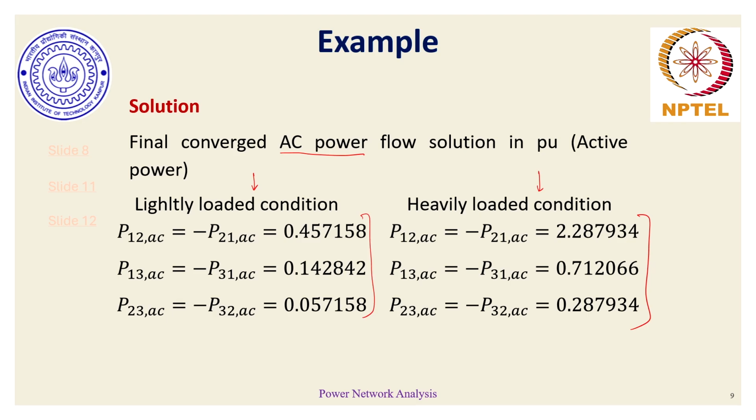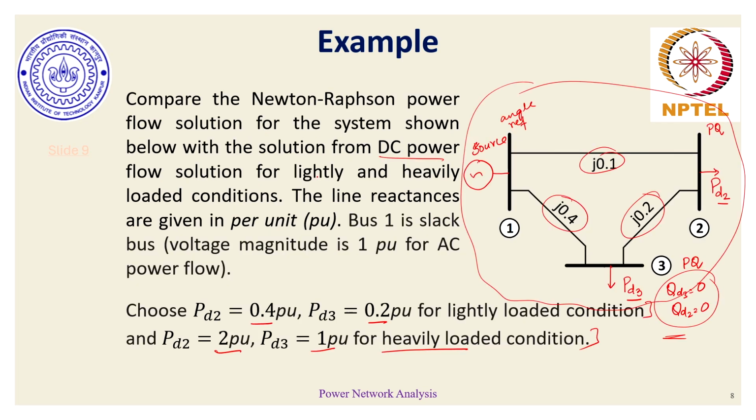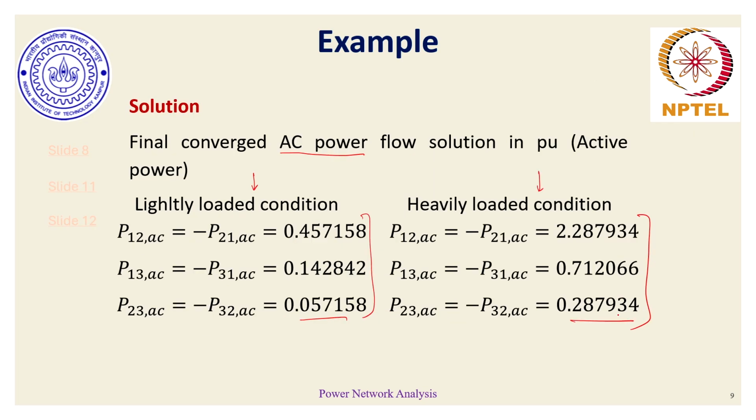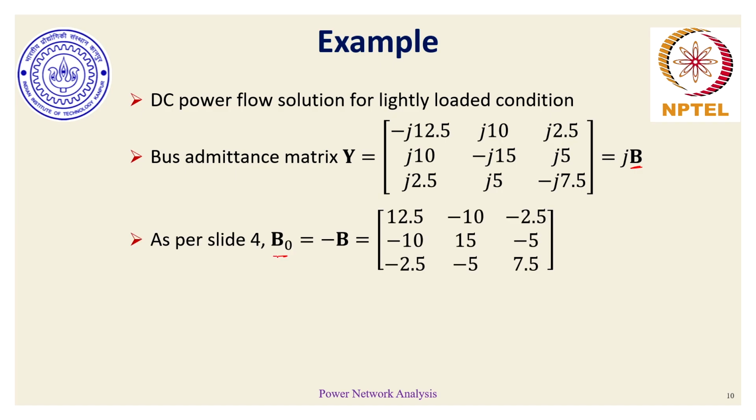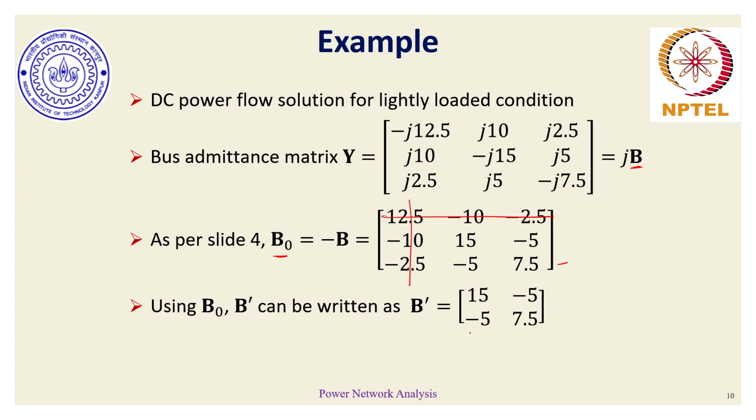So let us see whether our DC power flow can also provide these flows, because as I discussed earlier, DC power flow can give acceptable values of flows under certain conditions. So how do we proceed with DC power flow? We find the bus admittance matrix, the way it is usually evaluated. We take the B0 matrix from here, which is the negative of B. Since bus 1 is the slack bus, we remove row 1 and column 1 from B0 and we get B dash as our 2 cross 2 submatrix present over here.